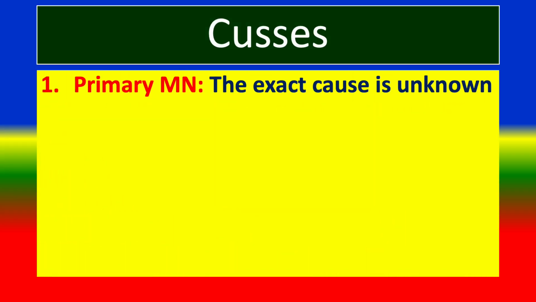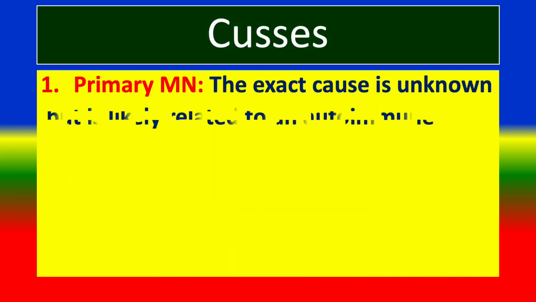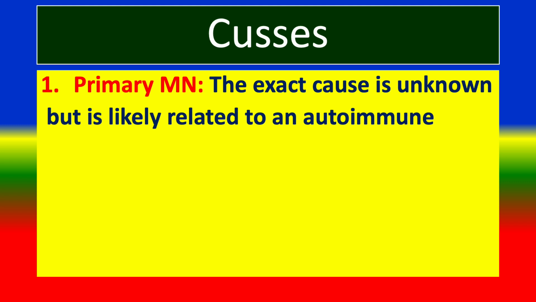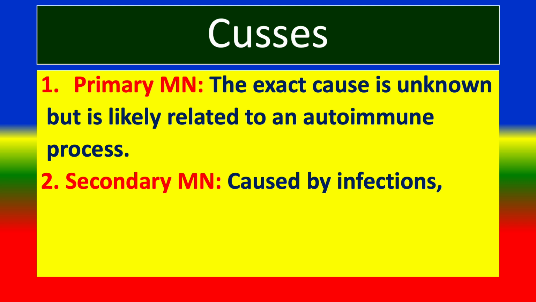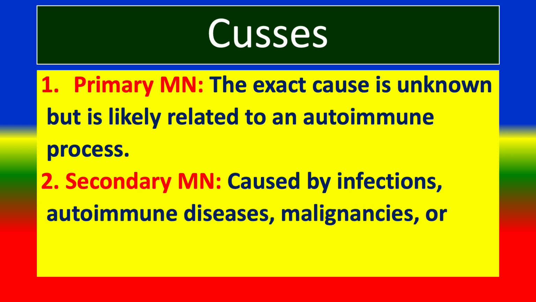Causes. 1. Primary MN: the exact cause is unknown, but it is likely related to an autoimmune process. 2. Secondary MN: caused by infections, autoimmune diseases, malignancies, or medications.